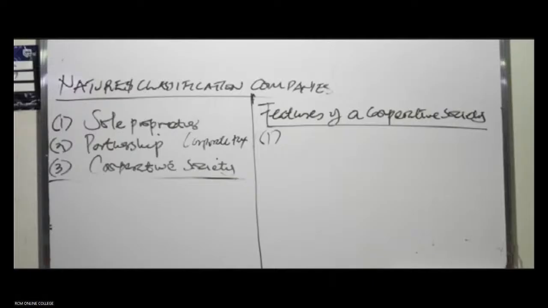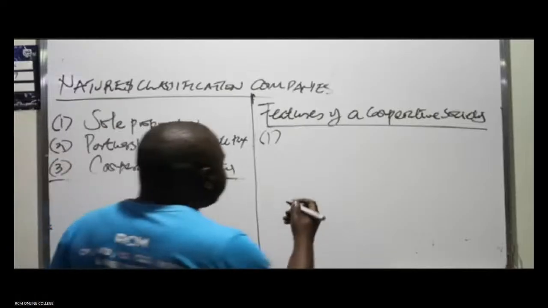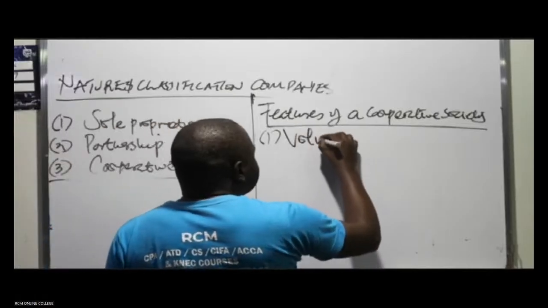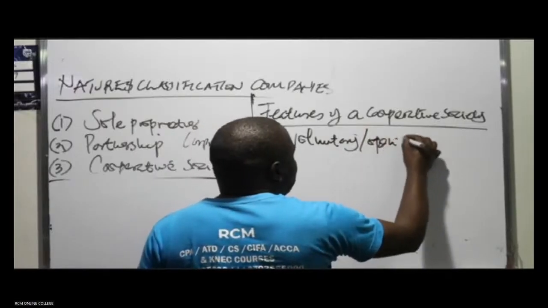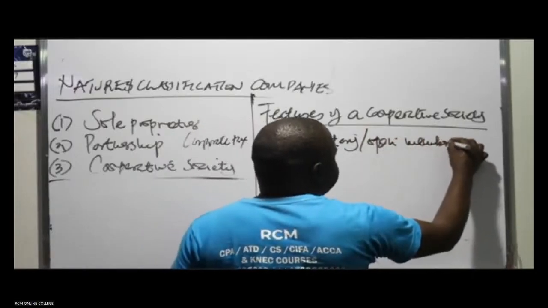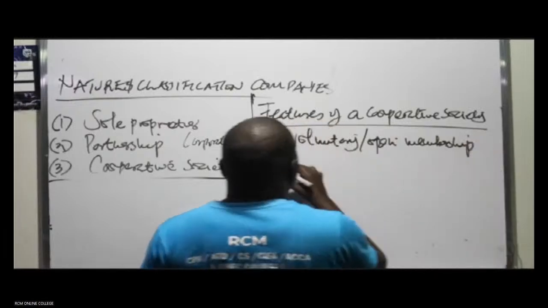Features of a cooperative society. So, voluntary and open membership. Voluntary and open membership is correct.